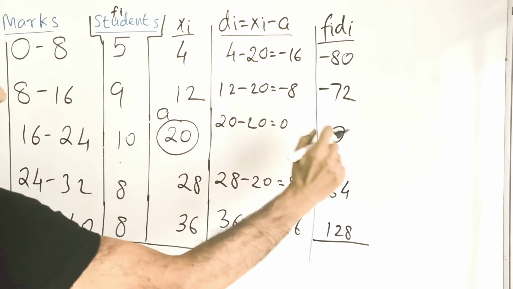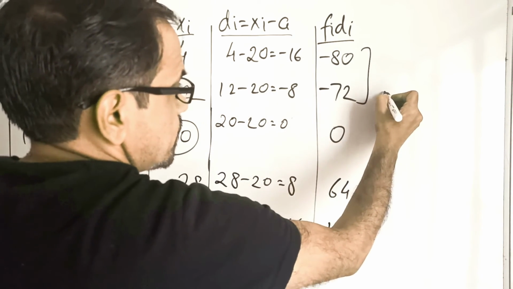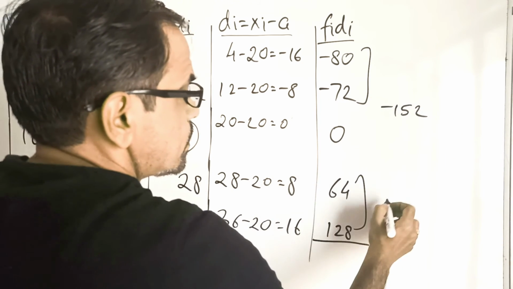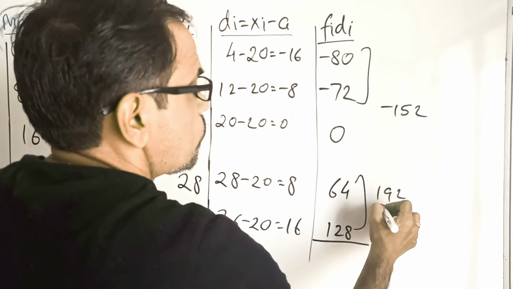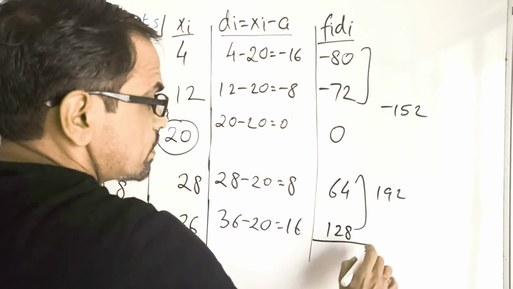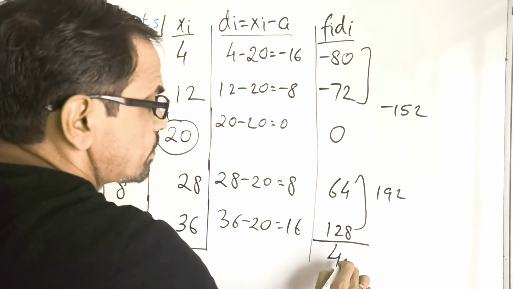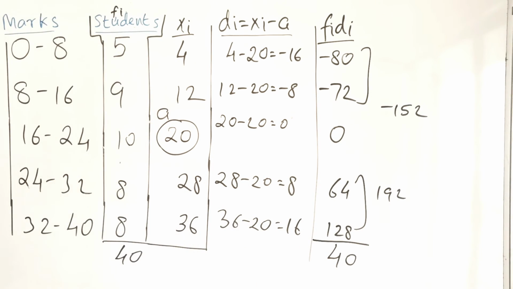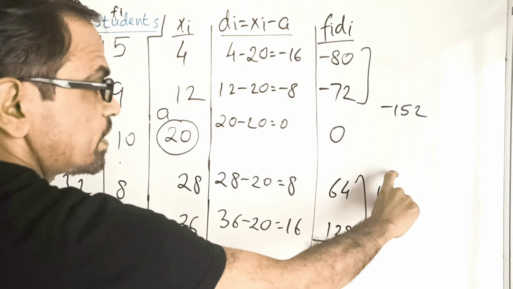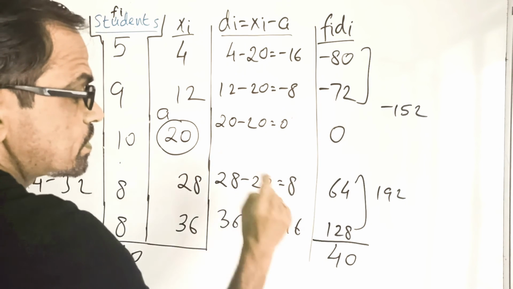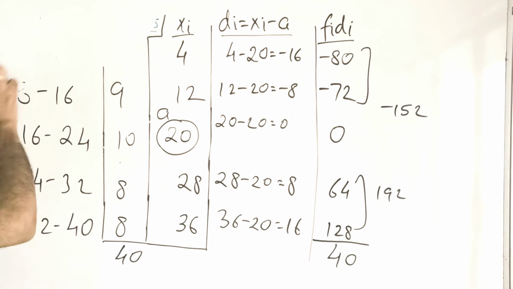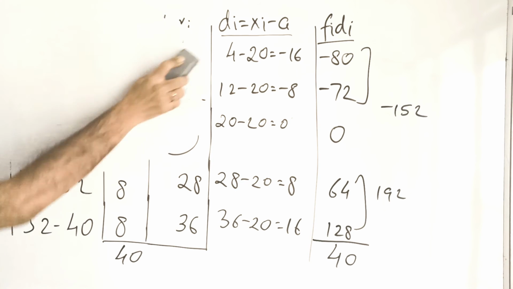This minus sum is coming to minus 152, and this plus sum is coming to 192. This is minus 152, this is 192. So subtract this one, so we get 40. The total sum: first we added minus 152, then we added plus 192, subtract them, so this is 40. Okay students, now let us calculate with the help of the assumed mean formula.